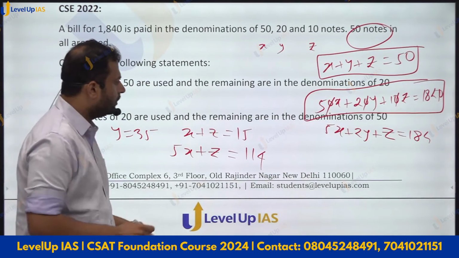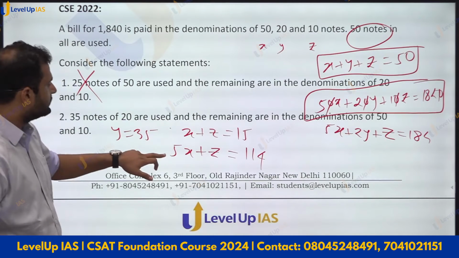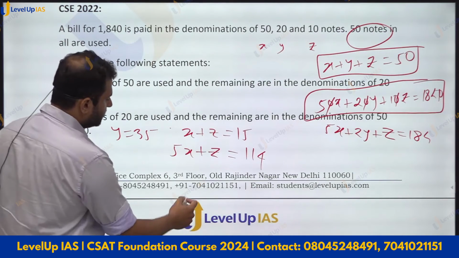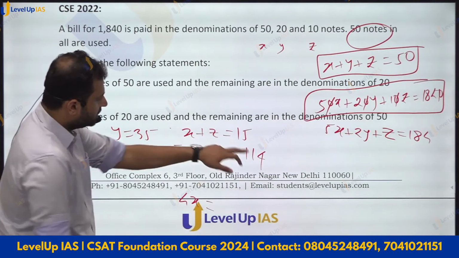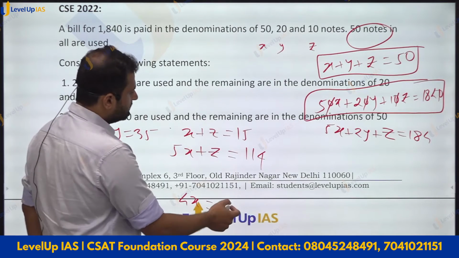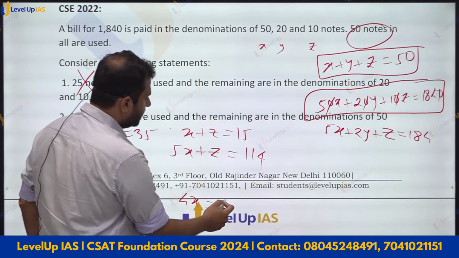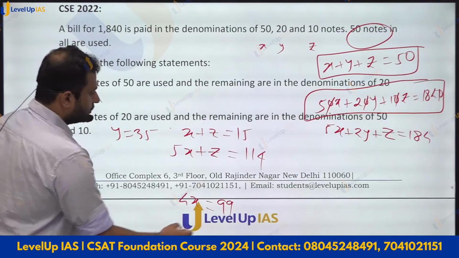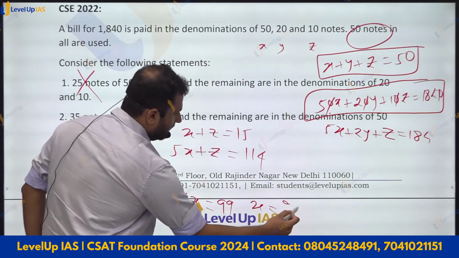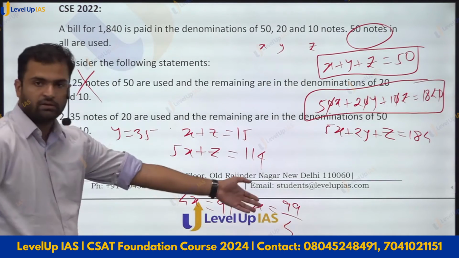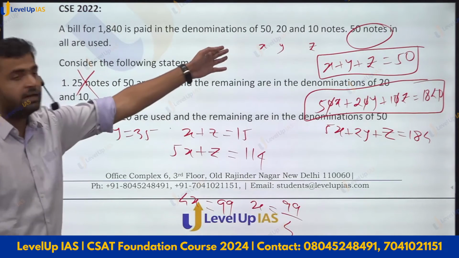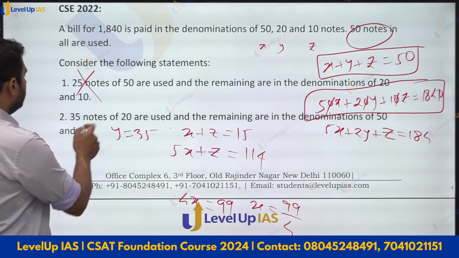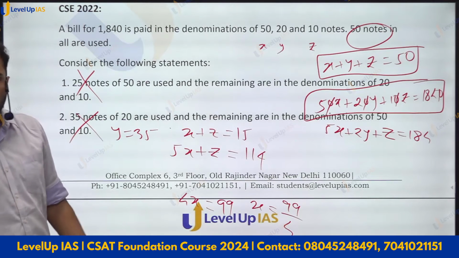Right. So how do we solve this? Again we subtract this equation from this. We get 5x minus x is 4x is equal to this minus this. What is this minus this? 114 minus 15 is 99. So x is equal to 99 divided by 4, which is a fraction. This is not a natural number. But can number of notes be a fraction? No. So this is also wrong. Number of notes cannot be a fraction.